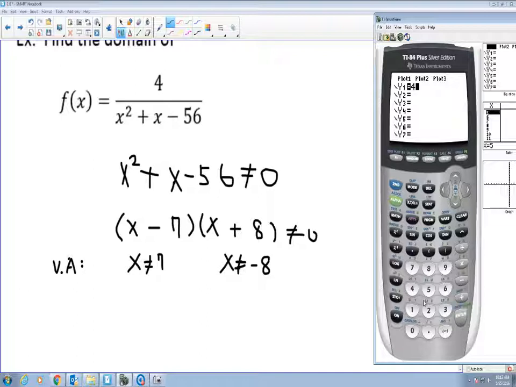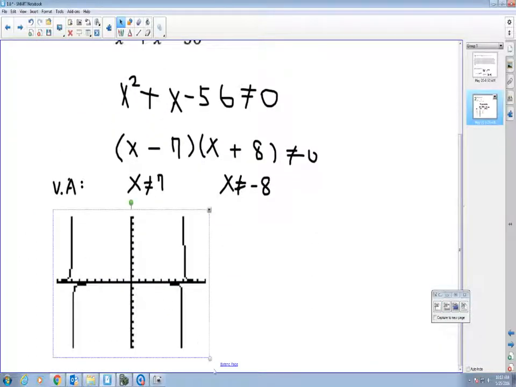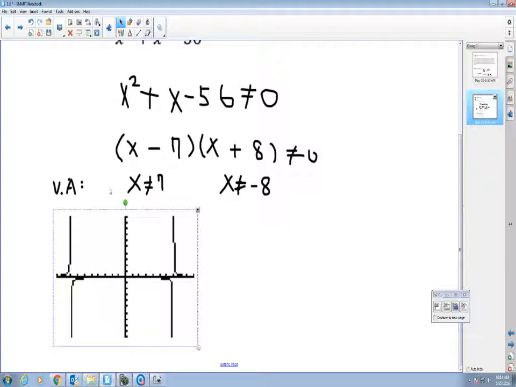The 4 is one term, so I just type in 4 divided by. The denominator is 3 terms, so put all of them in parentheses. That will be x squared plus x minus 56, close parenthesis. Alright, my function looks like this. So we talk about vertical asymptotes. On my calculator, I cannot see the vertical asymptote because the function doesn't exist there. So let me draw it right here.